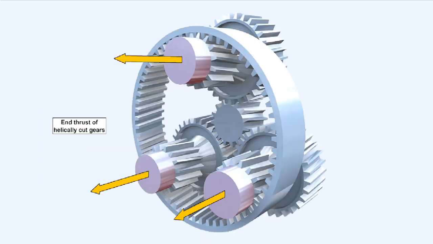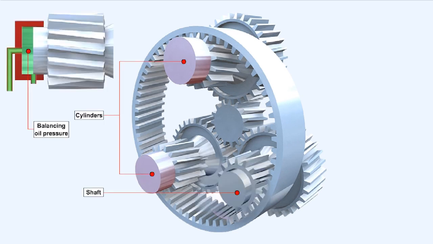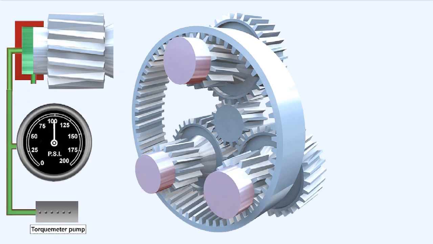Engine torque is proportional to the horsepower being produced by the engine, and this is transmitted through the propeller reduction gear. The helical gear torque meter system depends upon the axial thrust which is developed when helically cut gears are used to transmit power through the propeller reduction gear. The shafts of the gears rotate within cylinders, and the axial thrust they develop is balanced by oil pressure trapped inside the cylinders. Torque meter oil pressure is transmitted to a gauge in the cockpit. The gauge is calibrated in pounds per square inch.